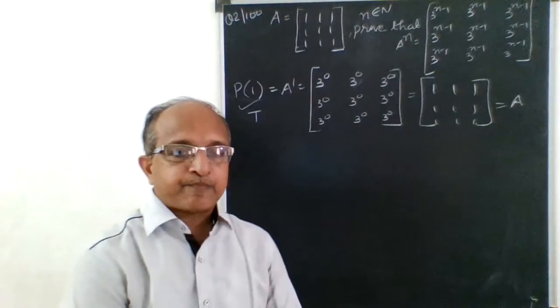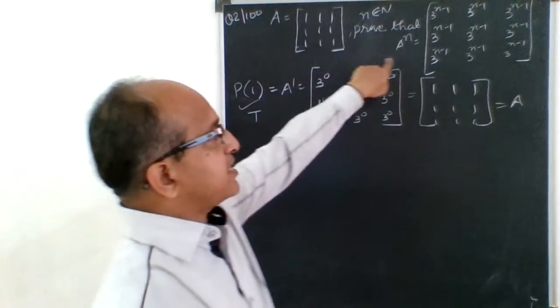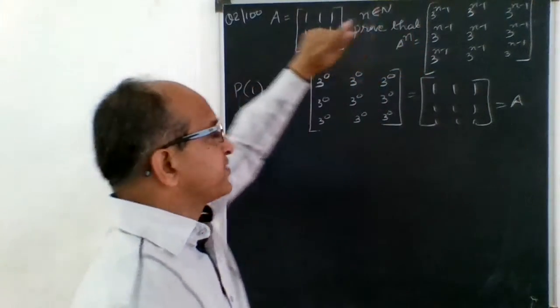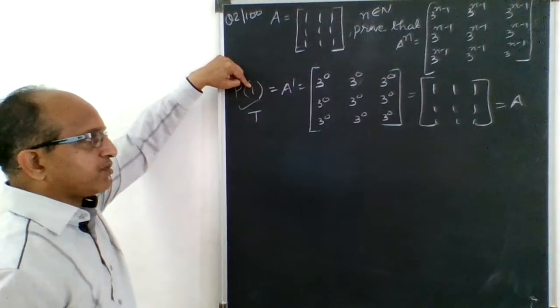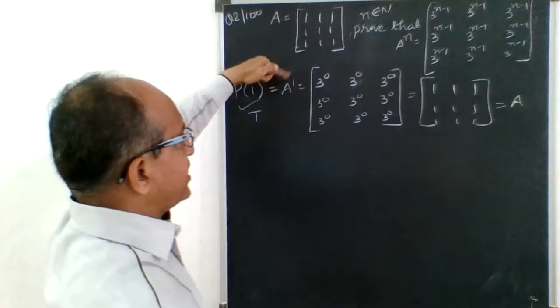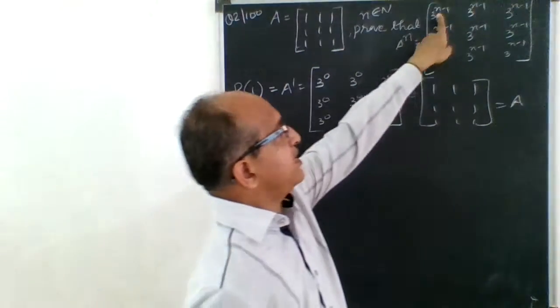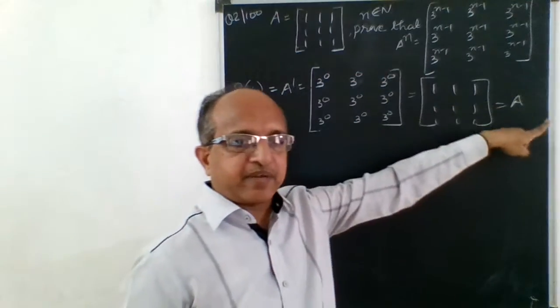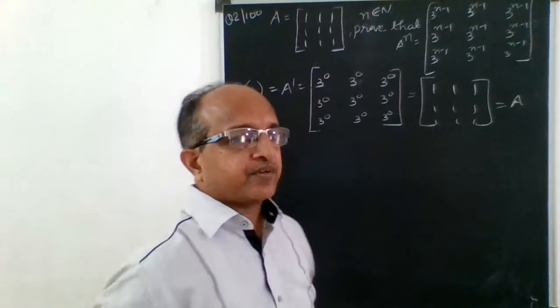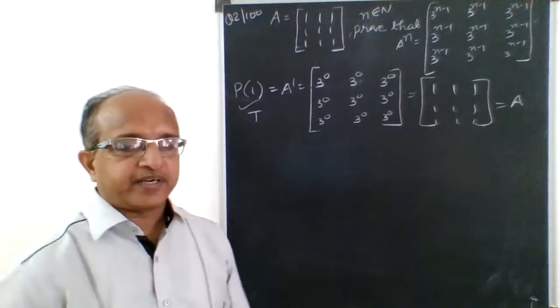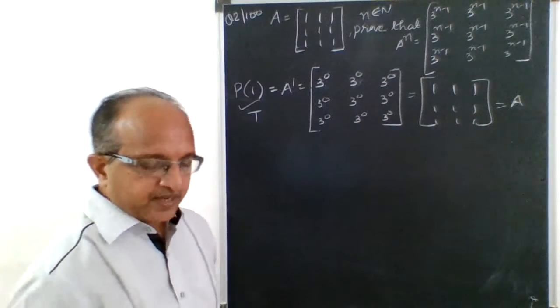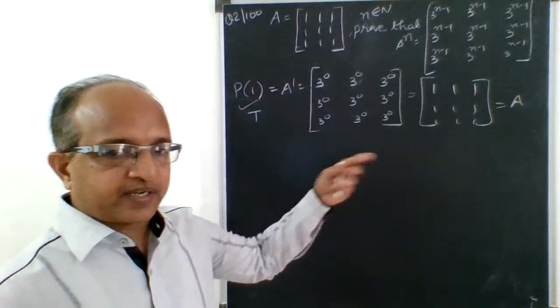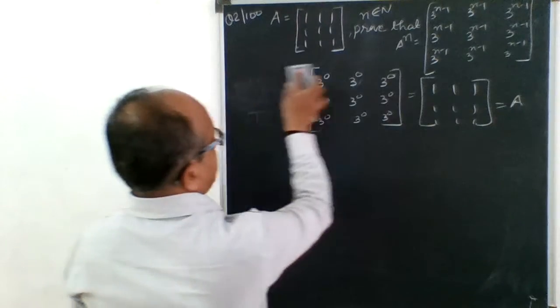That is clear. If this is our P of n, we are substituting 1 in place of n. So A raised to 1, 1 minus 1 is 0, and for any power 0, the answer is 1. That is coming as the A matrix. So for P of 1 it is true. Now let me erase this much so that I will have space to write further.